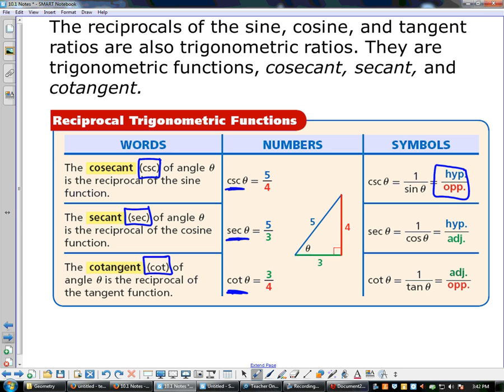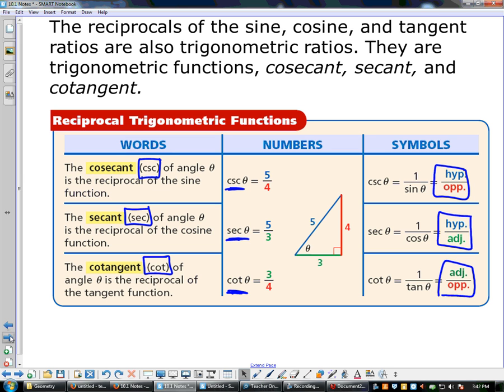Secant is the reciprocal of cosine, so instead of adjacent over hypotenuse from SOHCAHTOA, it's going to be hypotenuse over adjacent. Cotangent is the reciprocal of tangent, so instead of opposite over adjacent, it's going to be adjacent leg over opposite leg.